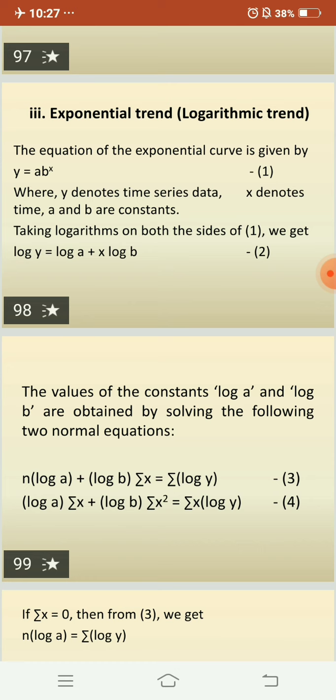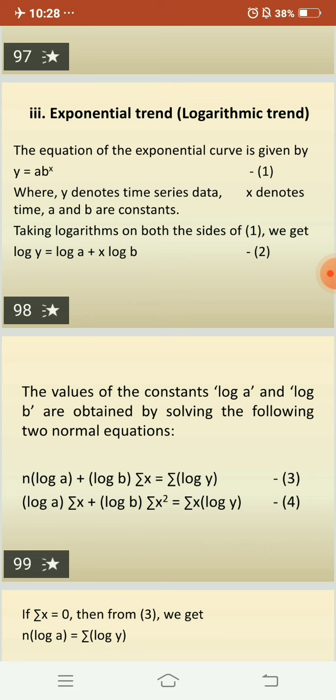Here y denotes the time series data and x denotes the time, and a and b are constants. Here there are only two constants, a and b. Here also, we need to apply the logarithm on the given equation, and afterwards we find the constant values of a and b.